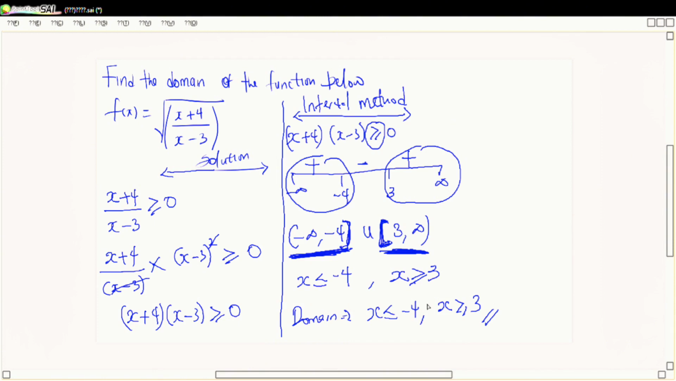Now, the second method will be done in the next video. If you want to see the second method, you can comment below, then I'll give you the next method.